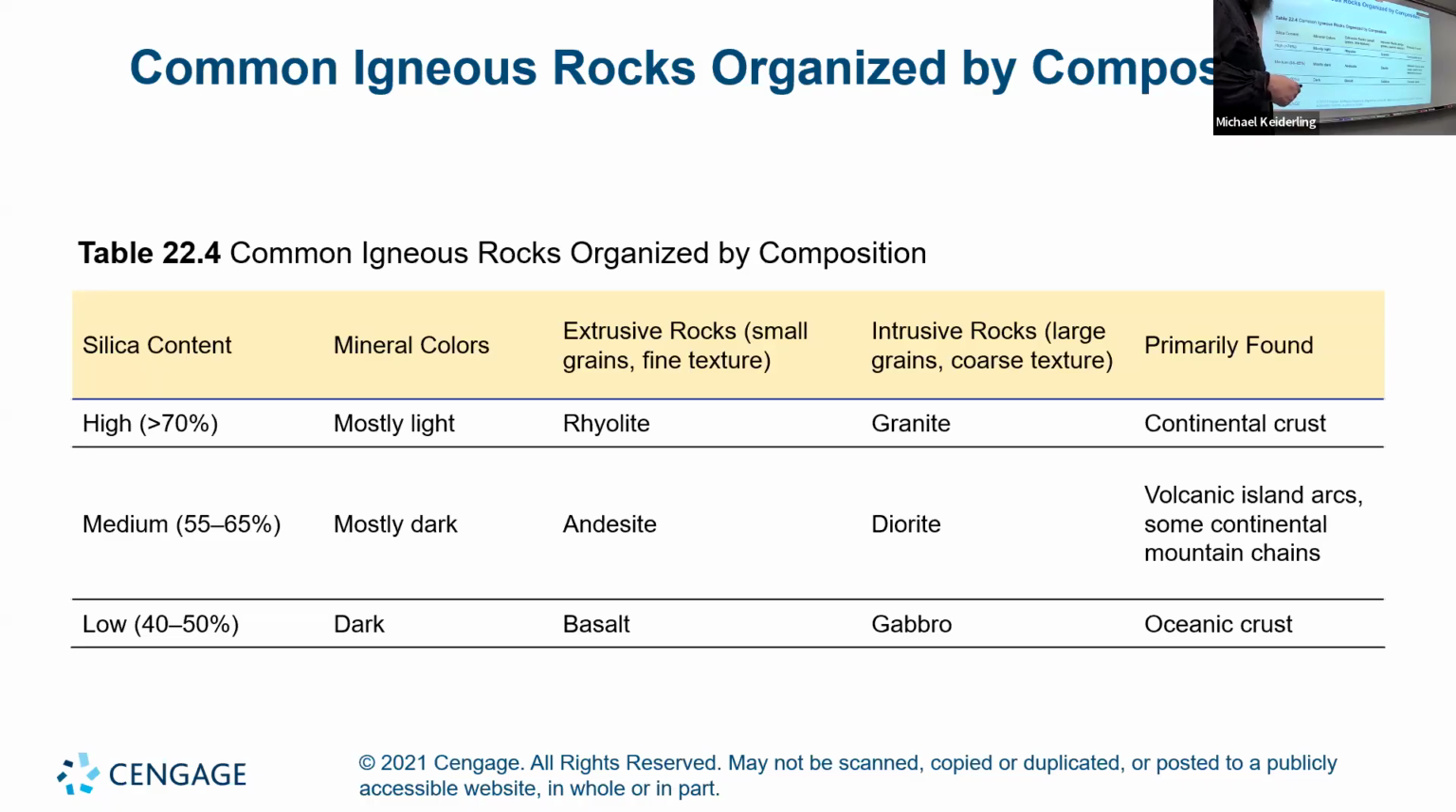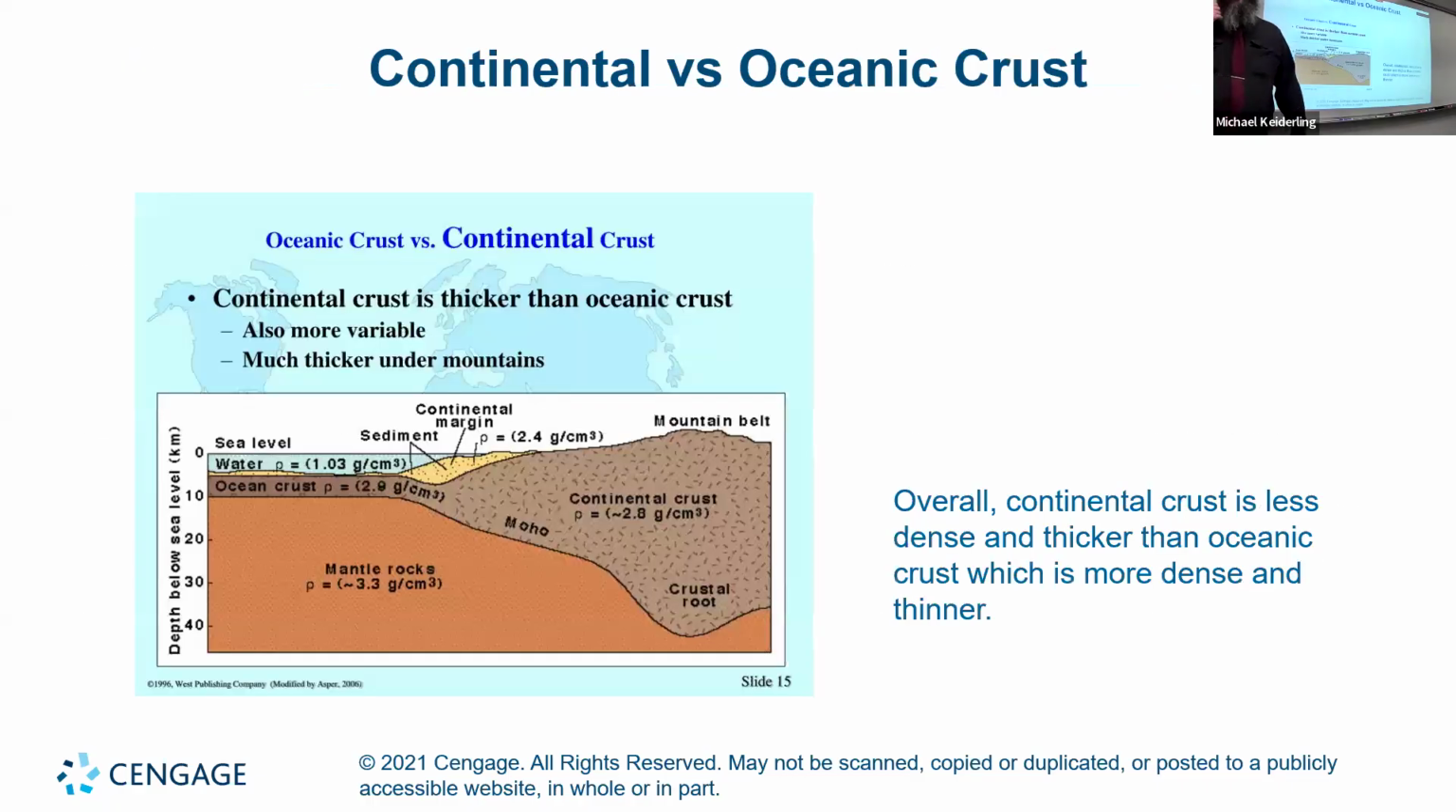I can't remember if we actually had any. I think we had some rhyolite, either rhyolite or andesite. And then low silica content is dark: basalt and gabbro. And there was both basalt and gabbro in the samples. Number 1 was basalt. No, maybe number 2 was basalt. I don't remember off the top of my head. So overall, the continental crust is less dense and thicker than the oceanic crust, which is more dense and thinner.